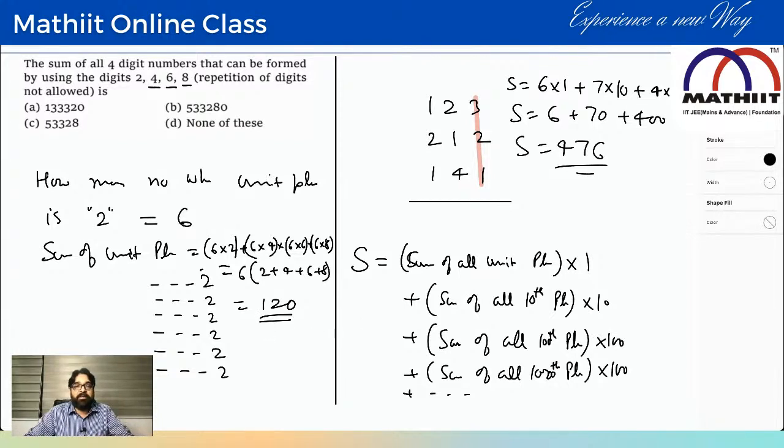Please confirm, everyone. Is it clear to everybody? The sum of the unit place will be 120. Is this clear to everybody? Anybody who did not understand, please let me know.